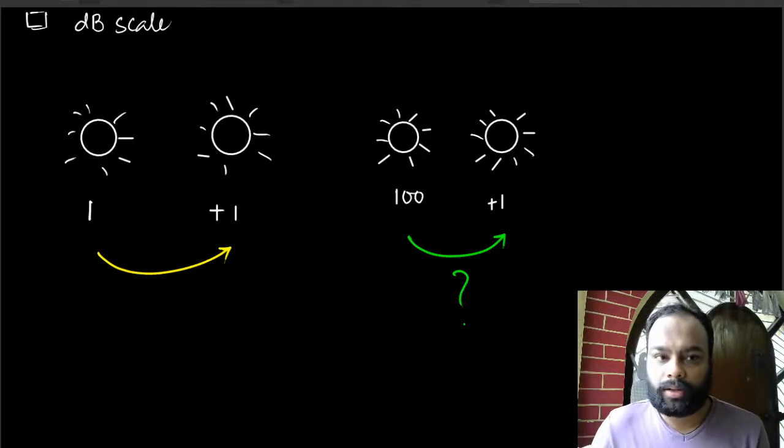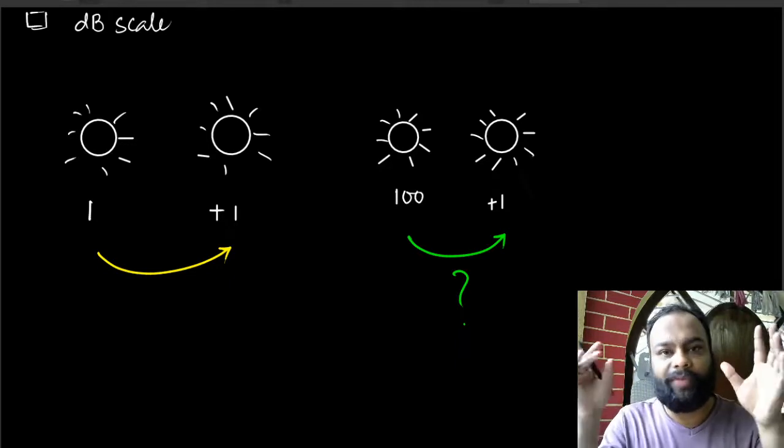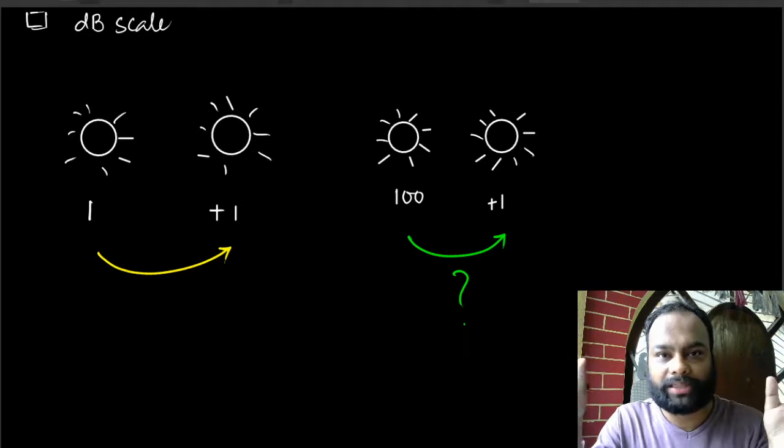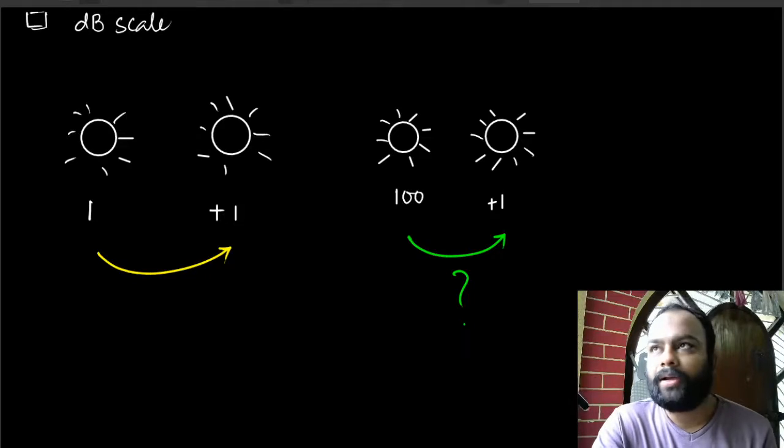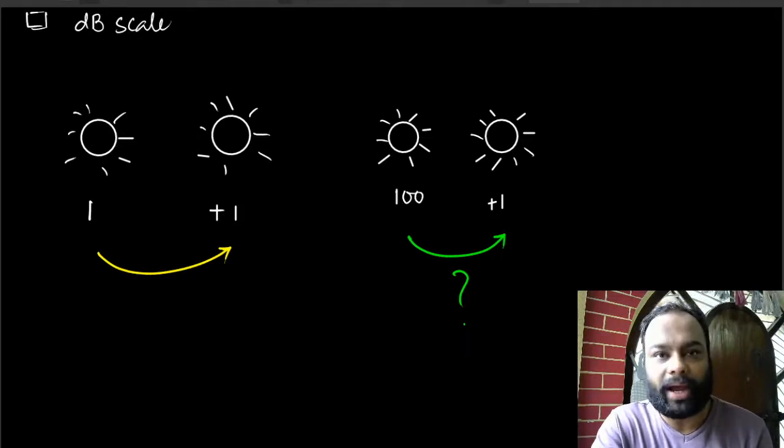So I think you know the answer, right? If in a floodlighting situation you have 100 lights working, and I put another one, identical in nature, this plus one won't be visible to you. That change will be negligible for you.